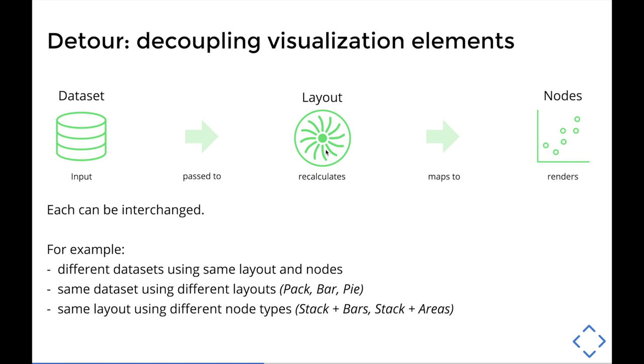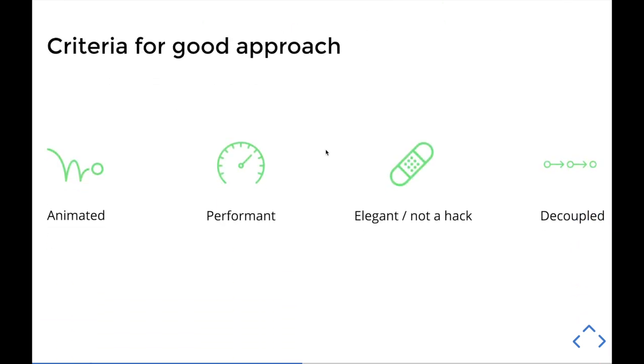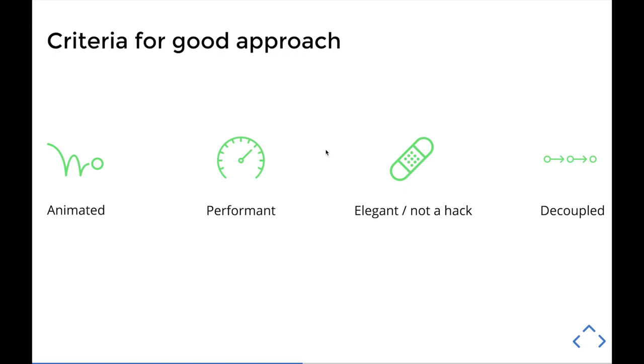And I think this is a clever approach to take, because each part of the visualization can be interchanged with other parts. So for example, you can use different data sets with the same layout and node. You can also use the same data set and the same nodes, but switch the layouts. And then you can also have the same data and layout, but switch the nodes, the shapes. So for example, you have a stack with bars or a stack with areas.